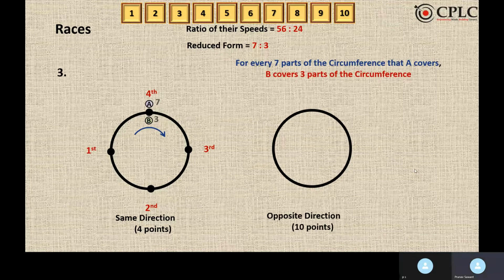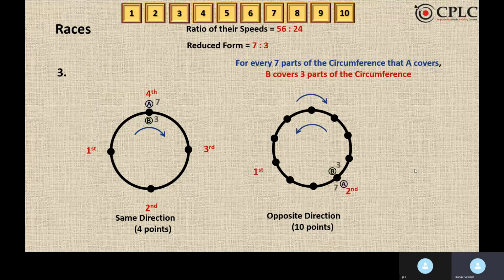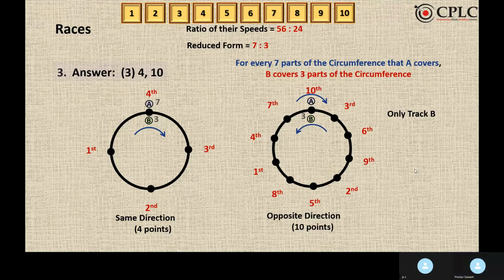Second question is, they run in opposite direction. Clockwise and anti-clockwise means in opposite direction. So by applying the concept of running in opposite direction, we have to add the ratio. So after adding, that is 7 plus 3 is 10. Hence we can say that A and B will meet at 10 points on the circumference. So option 3 is the answer.